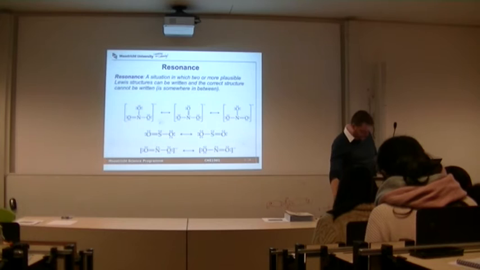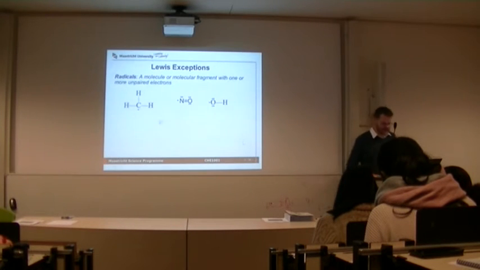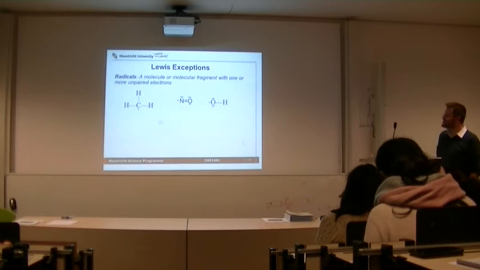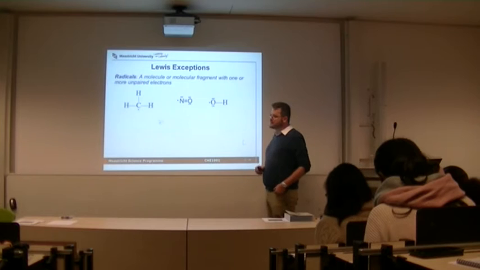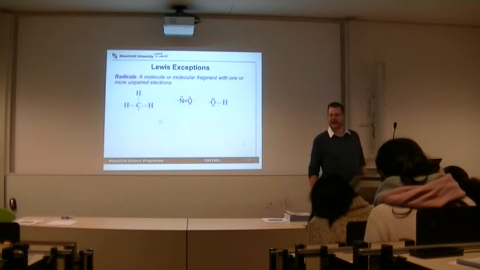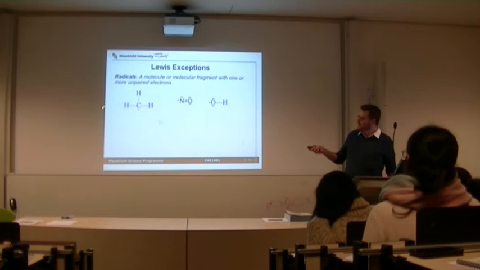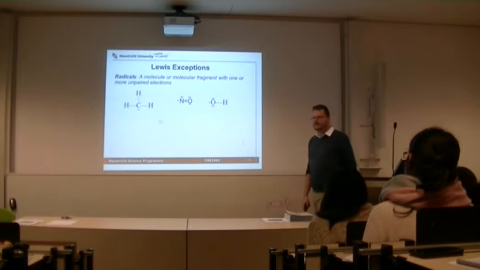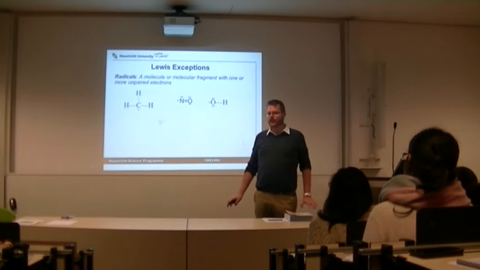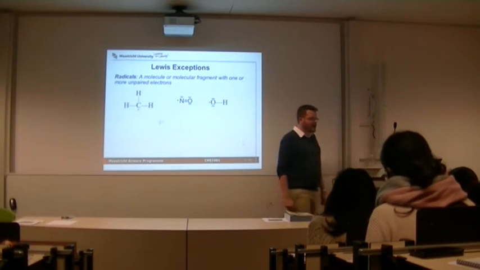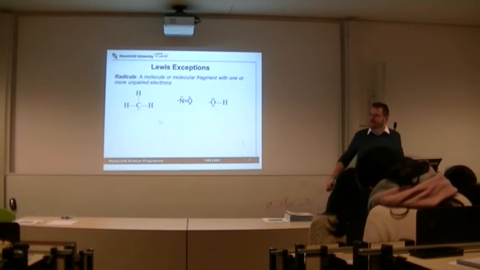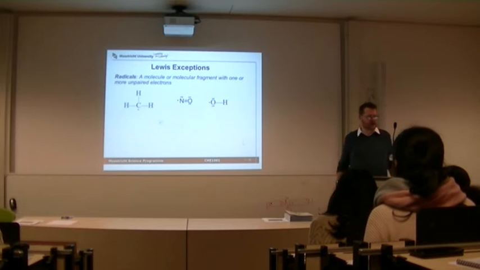Okay, now, we have exceptions to the so-called octet rule. And the first exception is that we have radicals. Radicals are species with unpaired electrons. Here, for example, we have a CH3 radical, a methyl radical. No matter what you do, there is no way that you're going to get an octet of electrons around that. Same here with NO. If you write the Lewis structure of NO, there's an uneven number of electrons, and there's nothing that you can do about that. It exists as a species with an unpaired electron.